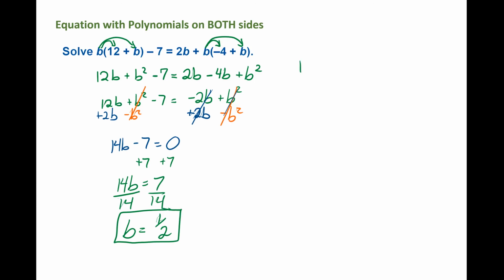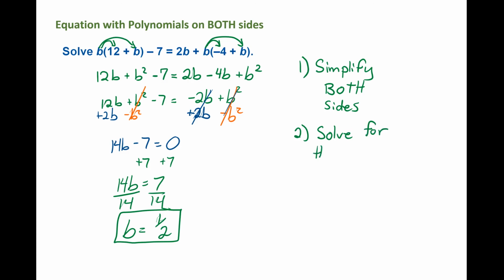So what do we do there? Remember, this is the key idea always when solving equations. You must simplify both sides first. Both sides of the equation must be simplified. And then solve for the variable. Now, of course, there's a lot that goes on in each of those steps, but it boils down to those two basic ideas. Simplify both sides first, and then solve for the variable.